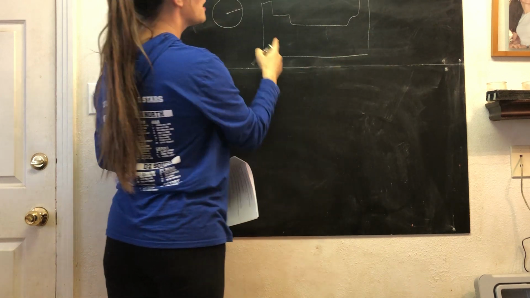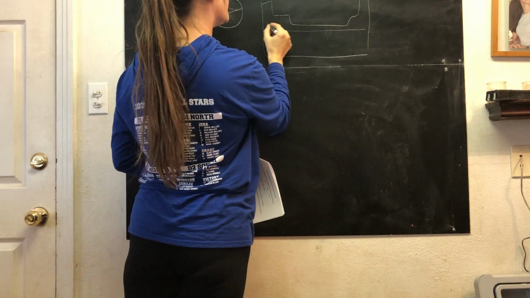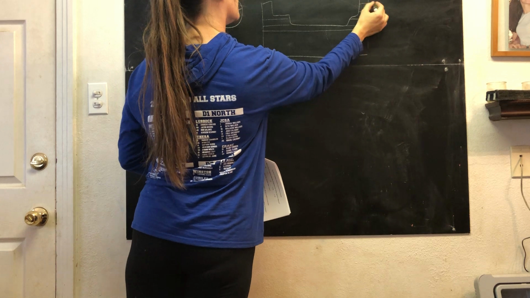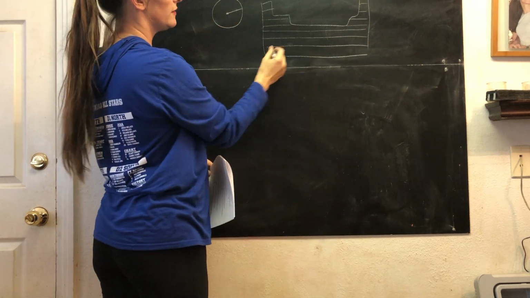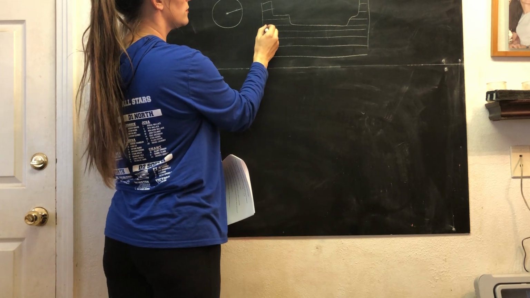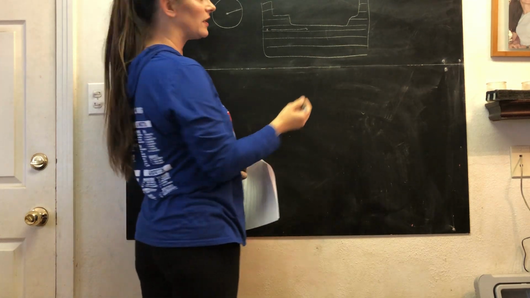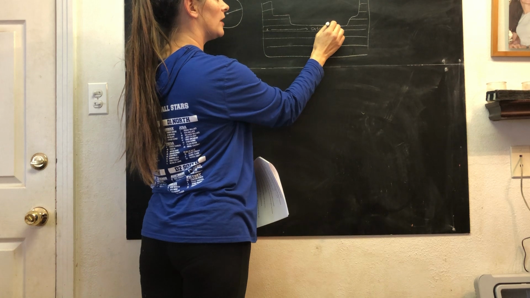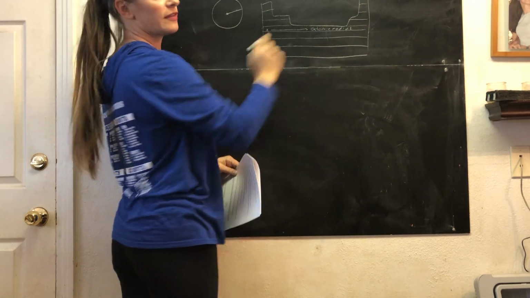As we go across one row of the periodic table, what happens to our atomic radius? Do you think it gets bigger or smaller? Let's stay in this row and go across here. Our atomic radius actually decreases as we go this way along one row of the periodic table.